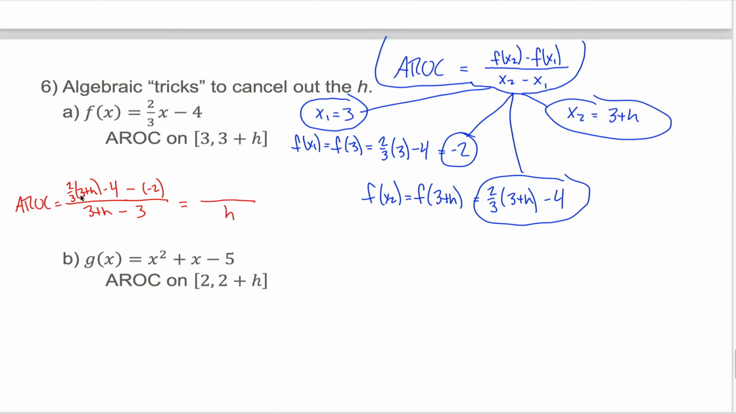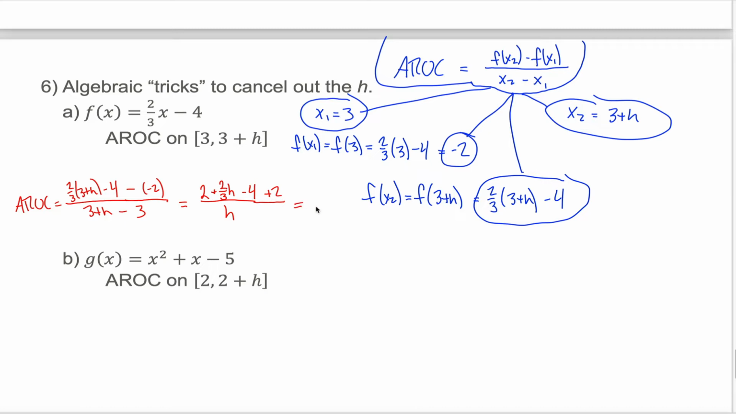In the numerator, I have kind of a mess. Let's see if I can clean it up a little bit. If I get rid of these parentheses by distributing the 2/3 through, 2/3 times 3 is just 2. And 2/3 times h, I could write that as 2h over 3, or 2/3 times h, whichever you prefer. And then I still have this minus 4 right here. And then if I'm subtracting negative 2, that's the same as adding 2.